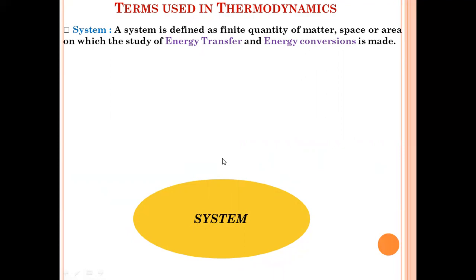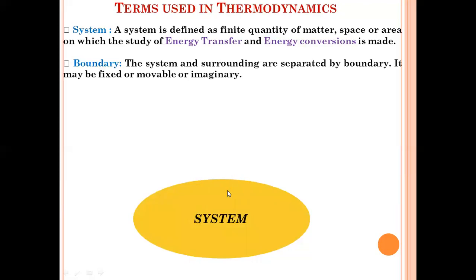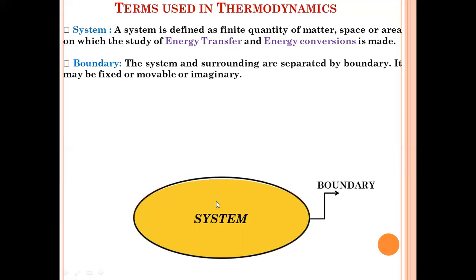Second is boundary. The system and surrounding are separated by a boundary, and the boundary of the system may be fixed, movable, real or imaginary. Means whatever changes occur within the system, depending upon those changes, the boundary of the system may be fixed or movable or imaginary. So this is nothing but the boundary of the system.